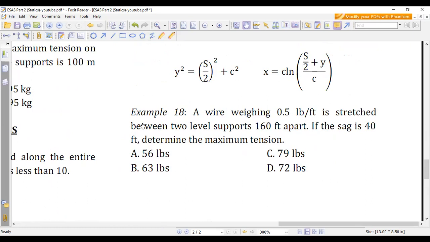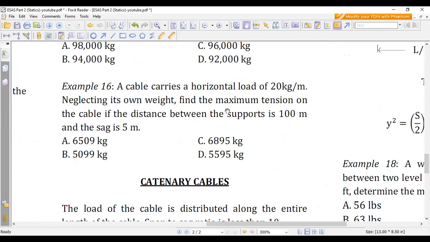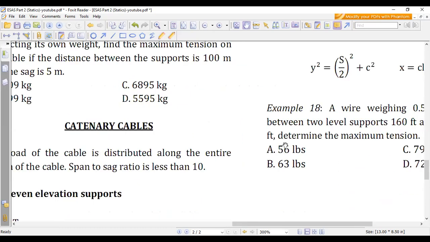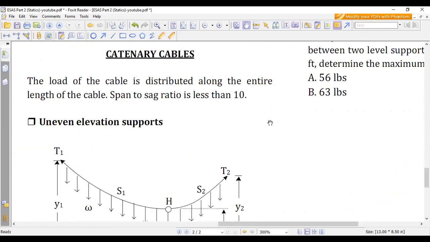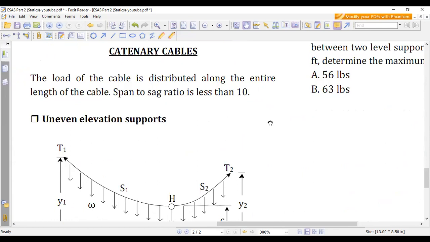So for a parabolic cable, there is actually a load being placed on the cable, a horizontally distributed load. But for a catenary cable, it's actually the weight of the cable, its own weight. So that would be the hint on how we are going to solve or analyze problems involving cables: would it be parabolic or will it be catenary?